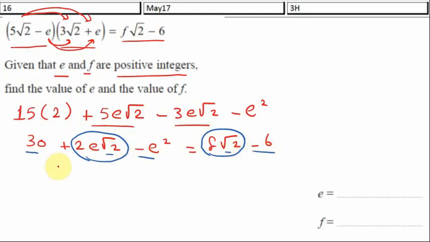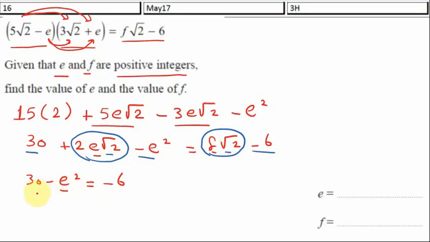Okay, which terms I'm going to use firstly? I will use 30 minus e squared equal negative 6. Why didn't I use 2e root of 2 equal f root of 2? Because here we have two unknowns, so it will be difficult to solve this one. But here 30 minus e squared equal negative 6, we have only one unknown, which is e, so it's a normal quadratic equation.